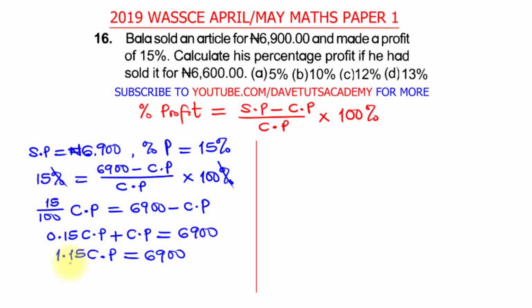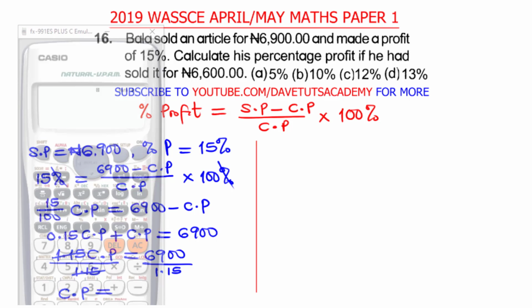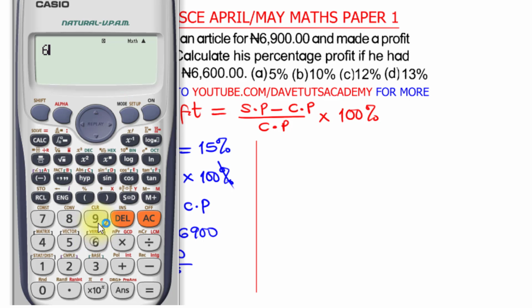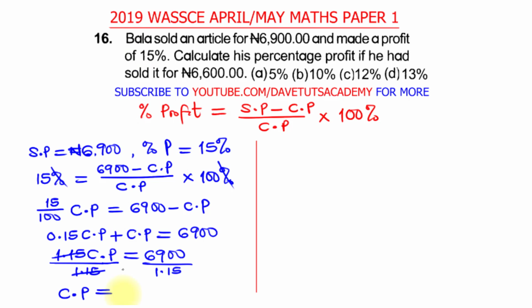So 0.15 CP plus CP will give us 1.15 CP is equal to 6,900. And to get the value of the CP, it is just to divide both sides by 1.15, so that this and this will cancel, and then our cost price will be 6,900 divided by 1.15. Let's use the calculator to compute that. We have 6,900 divided by 1.15. Oh, that is an exact figure. That's 6,000. So the cost price, the amount it cost Bala to actually get the article, was 6,000 naira.